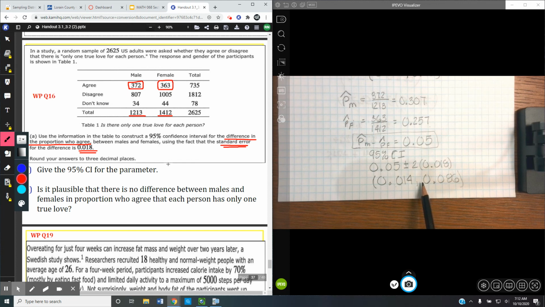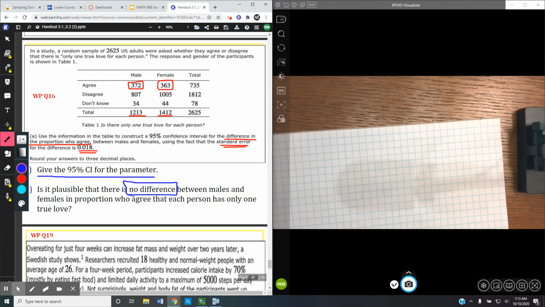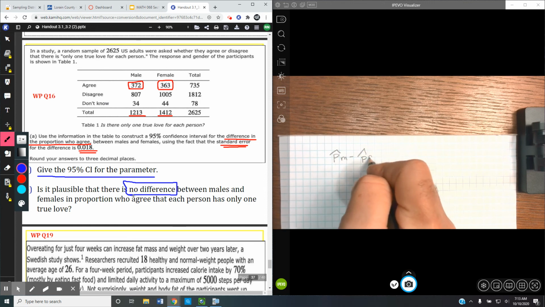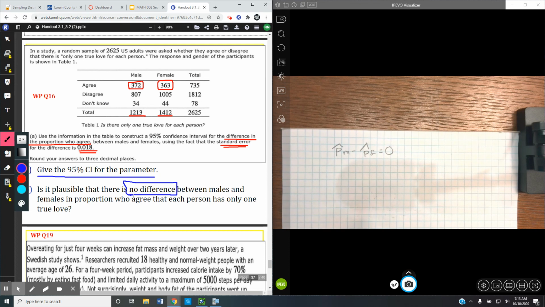It goes on to ask a question at the bottom over here. So we gave the CI. We did this. Is it plausible there's no difference? Okay, well, what does no difference mean? If I were to calculate that p hat of male minus p hat of female gave 0, no difference. There is no difference between the two. You are exactly the same as me, and I give you 0.